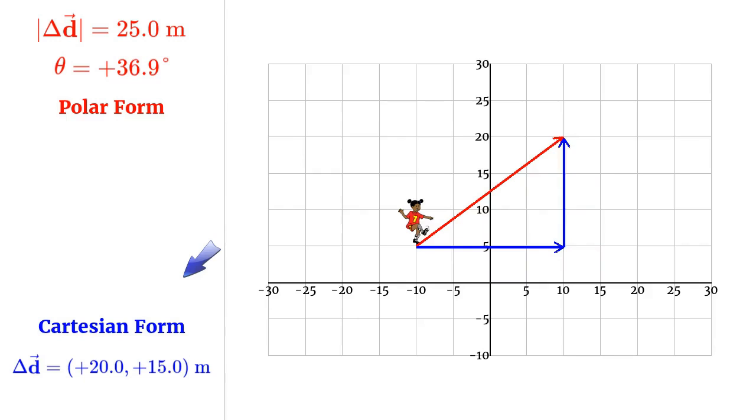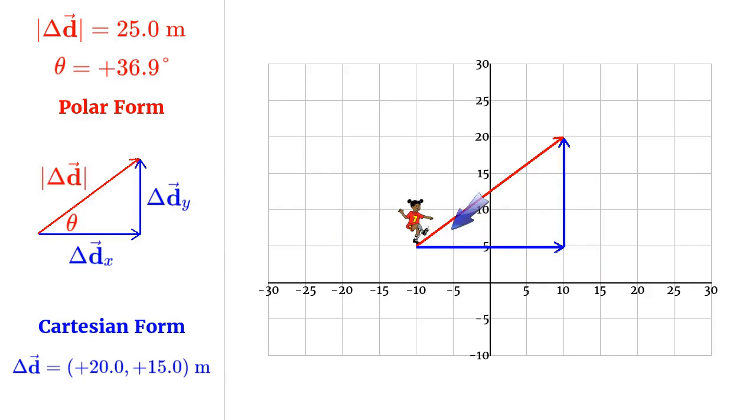Okay, now before we go to the next screen, I'm going to make a copy of this right angle triangle here, and I'm going to label it. So the red side, that's the hypotenuse of the triangle, that represents the magnitude, or the 25 meters, okay? The angle theta is the direction, that's 36.9 degrees. That's the direction between the x component, the x direction, and the vector itself. The x component is the adjacent side of the triangle, and the y component is the opposite side of the triangle.